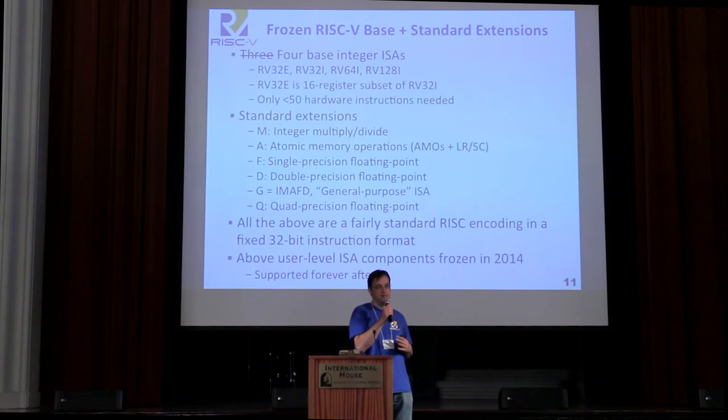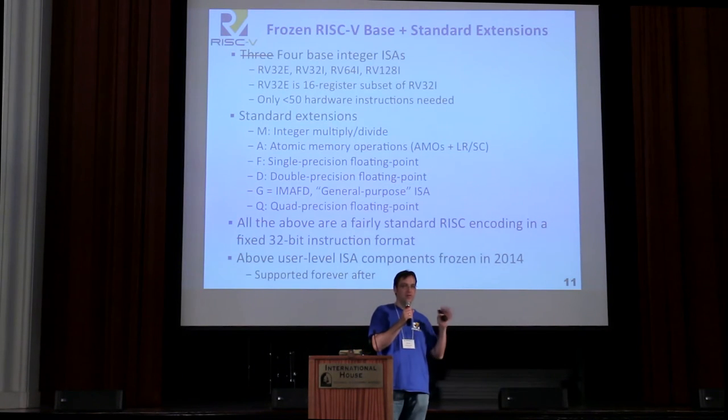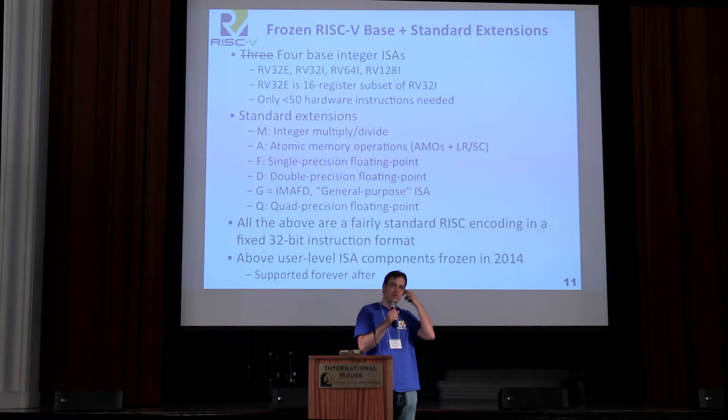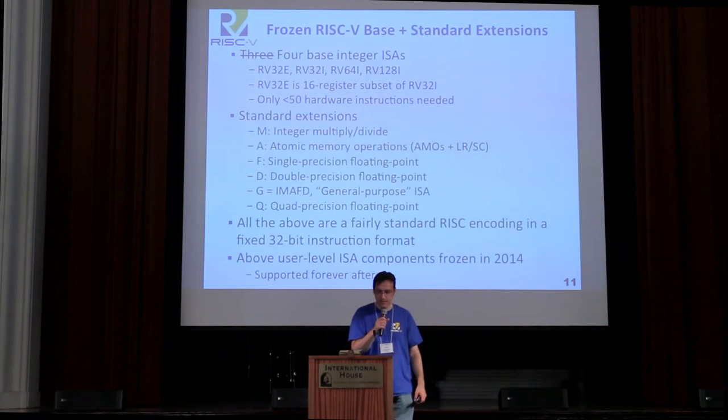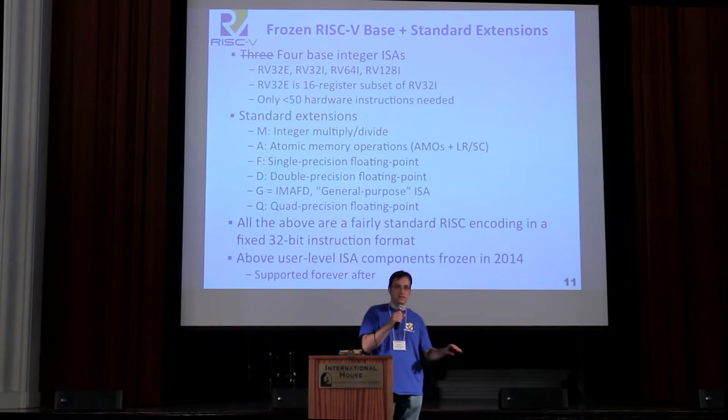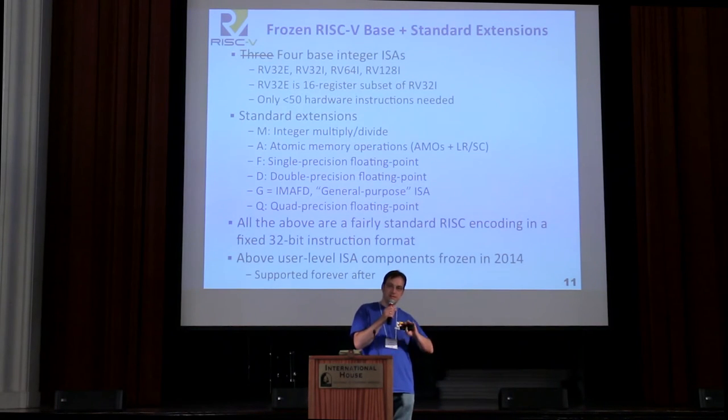On top of that, we have the standard extensions: multiply, divide, atomic memory operations, single precision, double precision floating point. That combination of IMAFD, since we name the extensions by letters, we abbreviate as G, and that's meant to be a good general purpose ISA. For general purpose software development, third party software development, that's the kind of ISA we expect people to use. There's also quad precision floating point as an optional extension that's also standardized. So these are all frozen, and they're just going to stay put and be supported forever after.